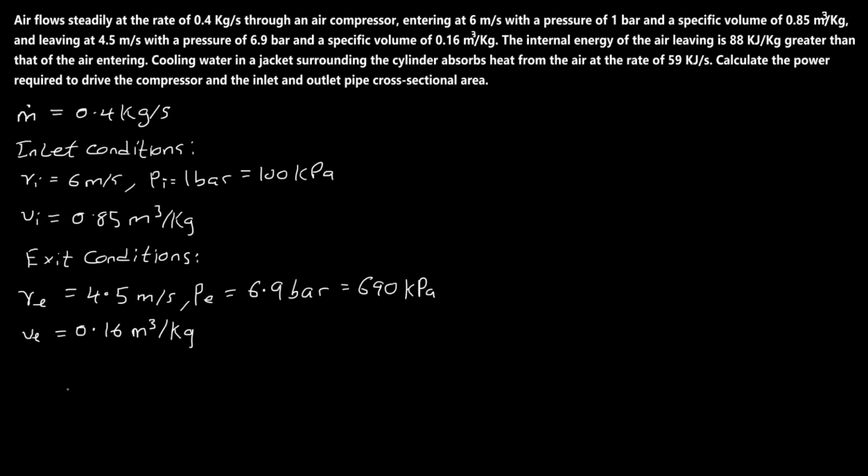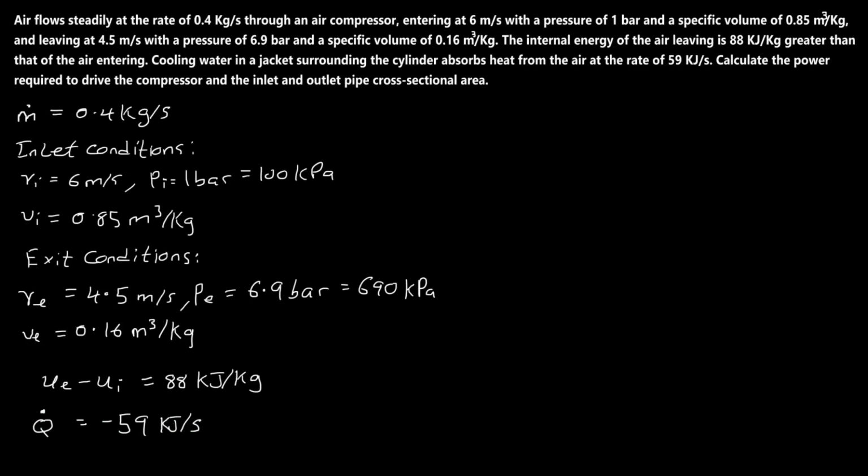We were told that the internal energy at the exit is 88 kilojoules per kg greater than the internal energy at the inlet. So we can write this as Ue minus Ui equals 88 kilojoules per kg. And we were told that the rate of heat transfer is 59 kilojoules per second. Again, we write this as a negative value because this is heat lost from the system.